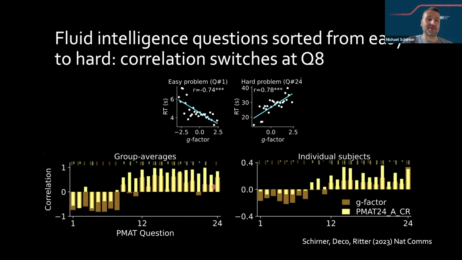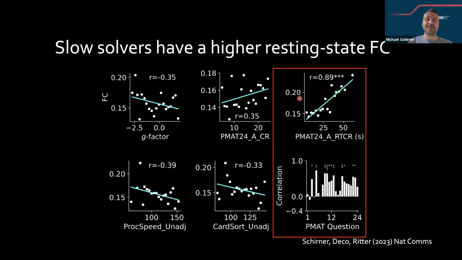At the higher end of the questions, when the questions get harder, suddenly the people who are more intelligent, who solve more test questions correctly, also needed more time to solve them correctly. And interestingly, those people also had a higher resting state FC. So there's a stronger correlation between the slow solvers. So there's a strong correlation between the reaction time.